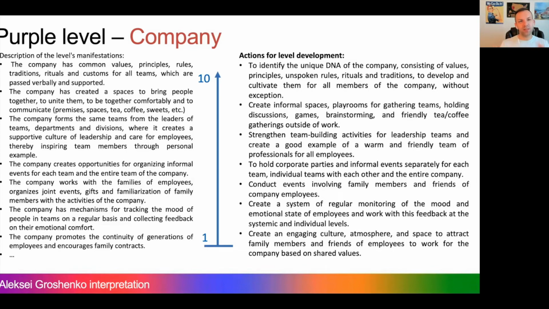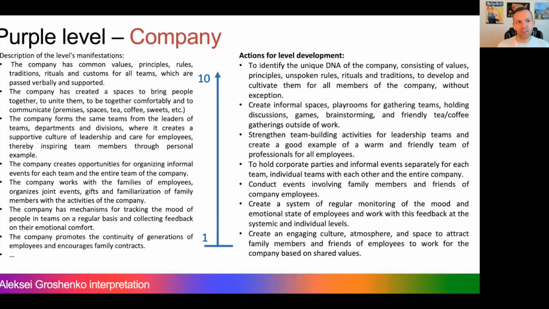That's very important, right? In the previous slide, we discussed one team, leader, team members. Here we have many teams, and the company has common values, principles, rules, traditions, rituals, and customs for all teams, which are spoken and supported. The company has created a space to bring people together, to unite them, to be together comfortably, and to communicate.